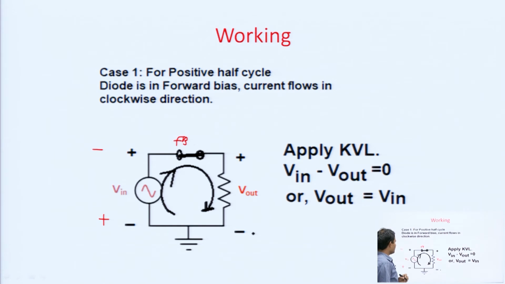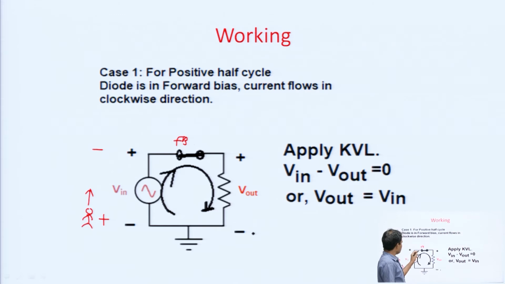clockwise direction. If we apply Kirchhoff's voltage law, we start from this terminal and move in the clockwise direction. Then this is V input, and ideally the voltage drop across the diode is 0, and this is minus V naught. So, V input minus V output is equal to 0. This means V output is equal to V input. This means the peak value of the output voltage is equal to the peak value of the input voltage ideally.